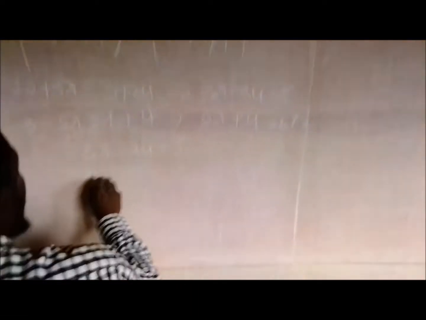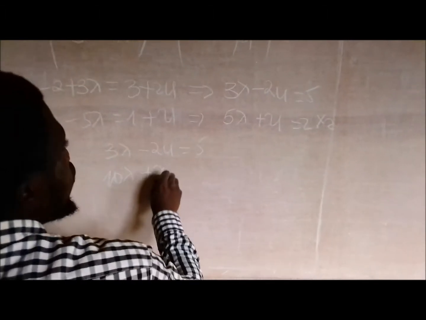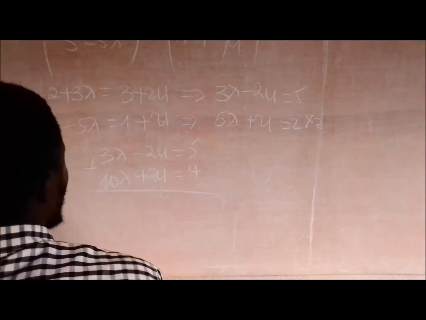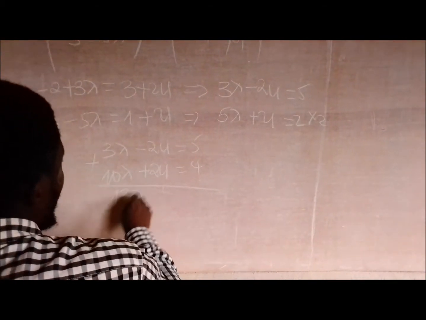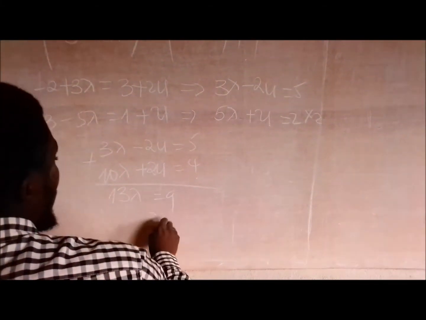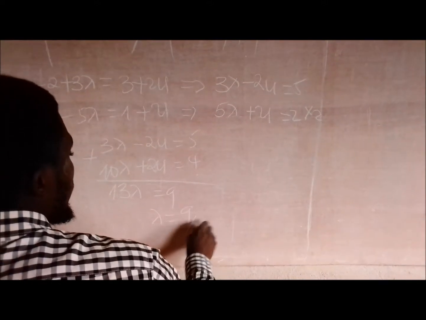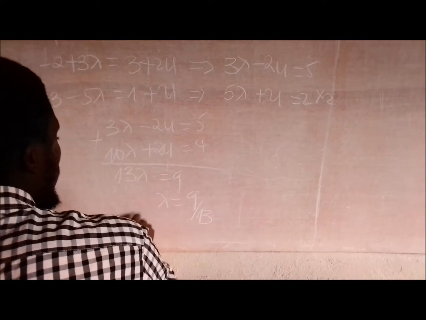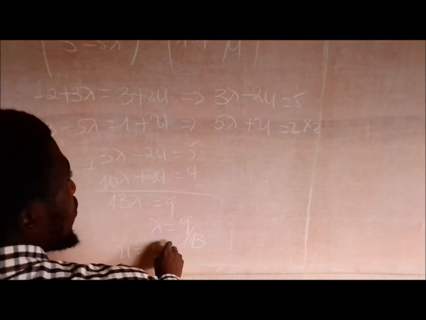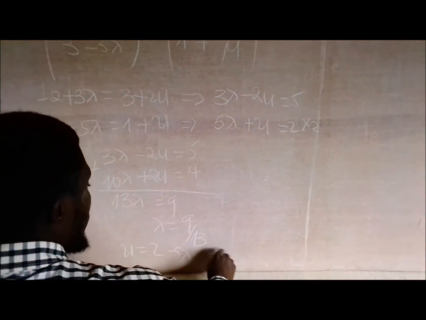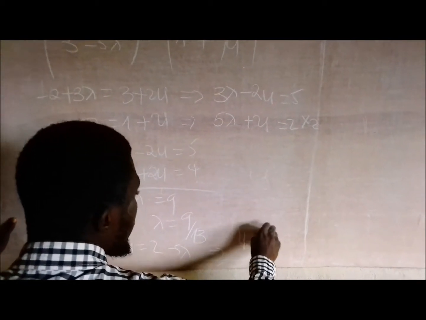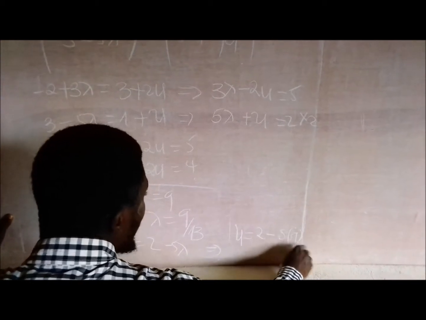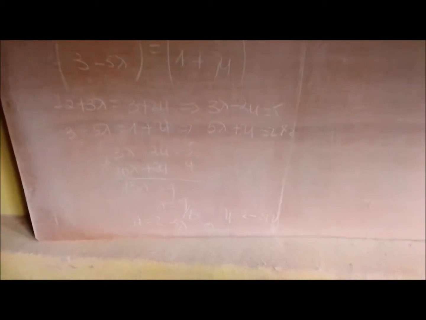So I can multiply this equation by 2 to solve by the elimination method. I'm going to have 10 lambda plus 2 mu equals 4. I can add both equations to eliminate mu, so I have 13 lambda equals 9. So lambda equals 9 on 13. And if lambda equals 9 on 13, since mu equals 2 minus 5 lambda, mu is 2 minus 5 times 9 over 13.